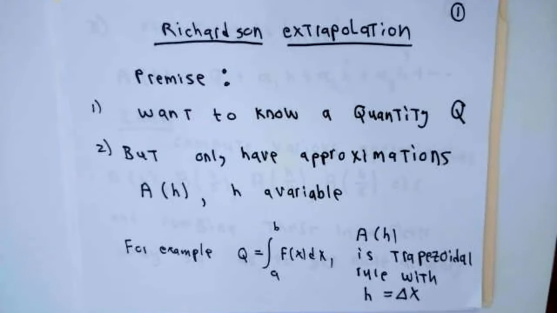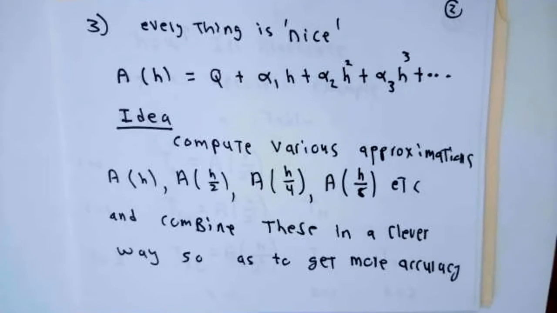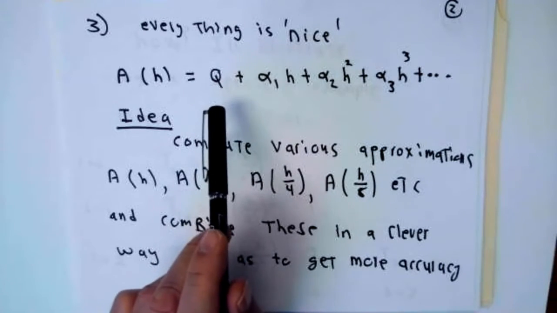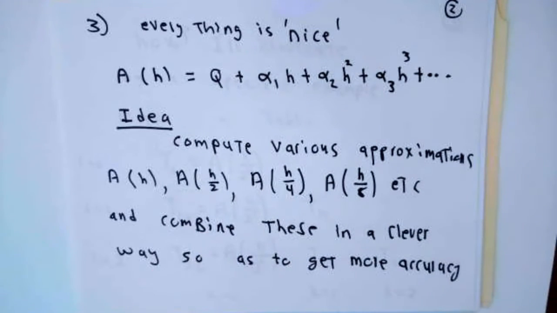But all we know how to do is approximations which are based on some spacing h, A of h. So for example, A of h might be the trapezoid rule using h as the delta x, as the spacing. Furthermore, we're going to assume that everything is nice in the following sense. If I look at my approximation, it differs from the true value by a power series involving the spacing h, which, as I said, secretly is delta x.